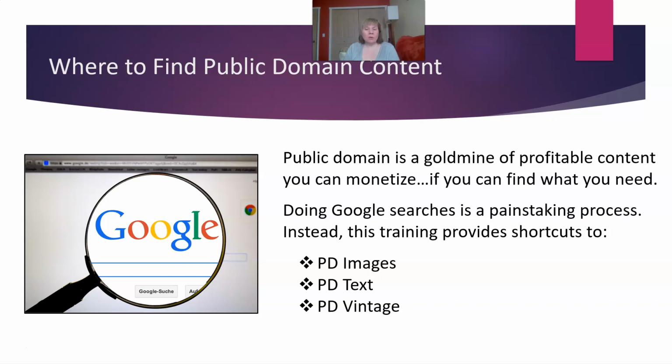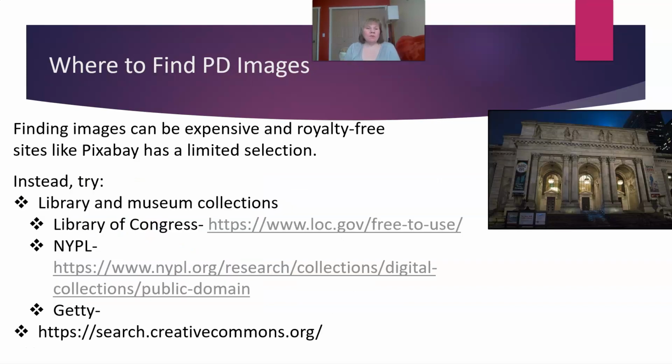So I just want to share with you a few great places where you can find images, text, and vintage style public domain content. So images can be expensive, and royalty sites like Pixabay, while good, can have a limited selection. So you might want to try things like library and museum collections: Library of Congress, New York Public Library, and the Getty Museum. There's tons of museums now who've put their image collections online and they've made them available. So there are a lot out there.